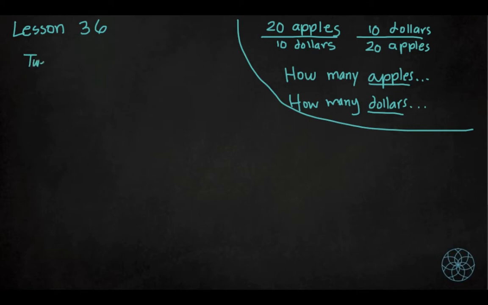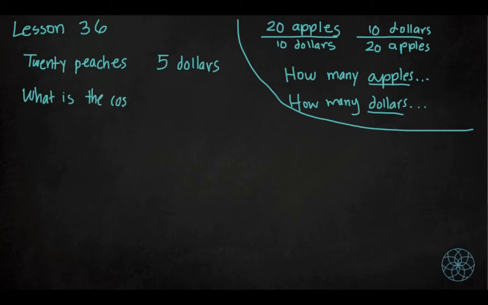Let's say 20 peaches. Let's talk about peaches this time. And I don't know why I wrote out 20 like that. 20 peaches costs $5. Let's go ahead and make 2 ratios. Well, actually, let me ask the question first. What is the cost of 40 apples? What is the cost? Oh, did I say apples? I meant peaches. What is the cost of 40 peaches?